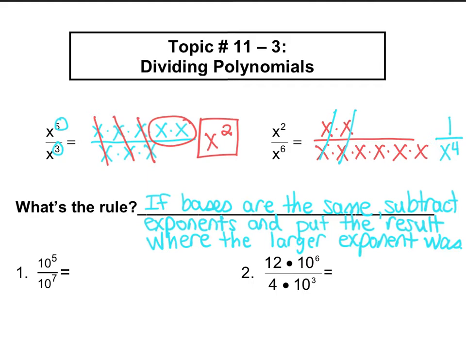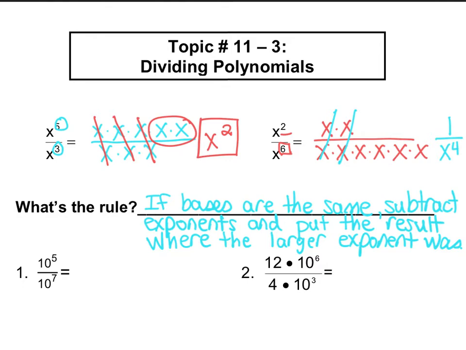So what that means is 5 minus 3 is 2. 5 was the larger exponent, so the x to the second would go in the numerator. On the second example, 6 minus 2 is 4. The 6 was the larger exponent, so I'm going to put x to the fourth in the denominator.